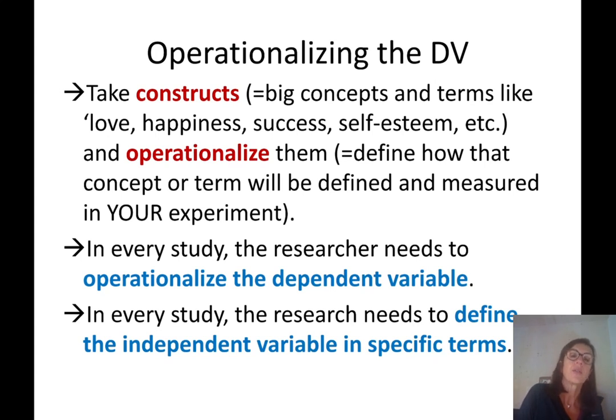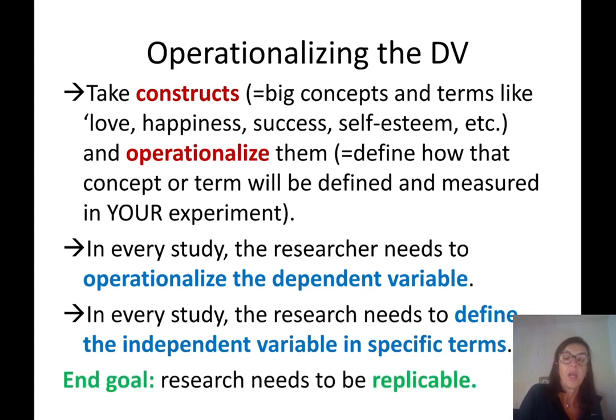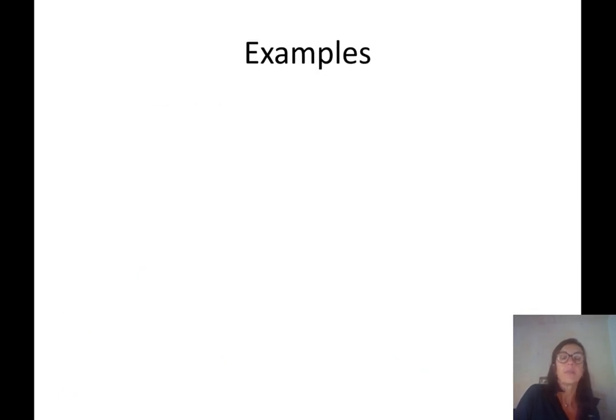So let's go into some examples, some fun examples. The reason why we have to be so specific is, remember, scientific research needs to be replicable. That means another researcher at another university has to be able, after reading my study, to replicate my experiment and see if he or she comes up with the same results.